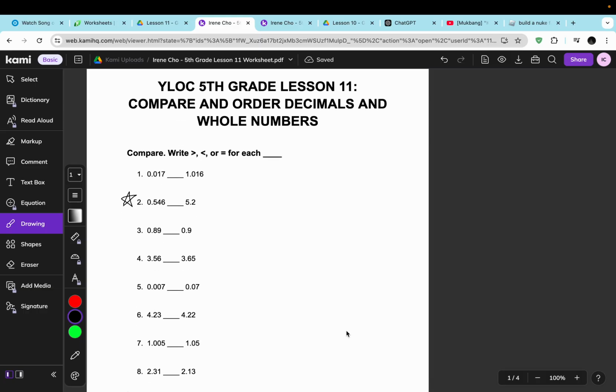So for number 2, it's asking whether it's greater than, less than, or equal for 0.546 and 5.2. So we have to first look at where the decimal point is and the number before it, because that's the biggest number. So since 5 is greater than 0, it means that 5.2 is greater than 0.546, which means that 0.546 is less than 5.2.